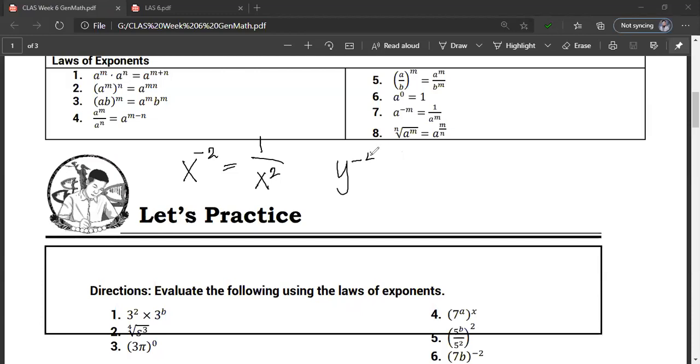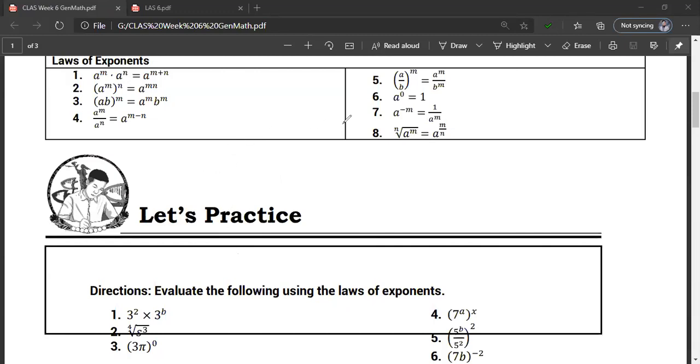Y raised to negative 4. So, yun po ay 1 over y to the 4th or 1 over y raised to 4. Yun siya. Yun yung number 7. And number 8, ito actually dagdag ko lang to, pero kasi baka magamit natin yung radical.